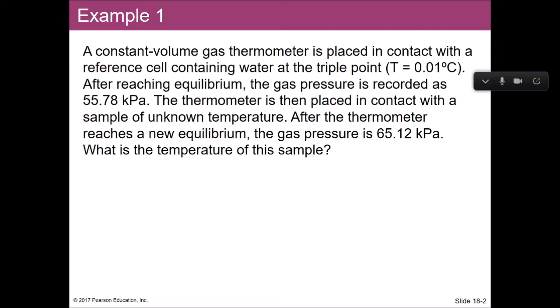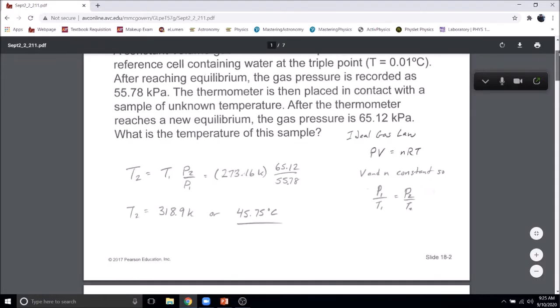We have a constant volume gas thermometer placed in contact with a reference cell containing water at the triple point. After reaching equilibrium, the gas pressure is recorded at 55.78 kilopascals. The thermometer is then placed in contact with a sample of unknown temperature. We have a new pressure here. Let's look at how this one is done.